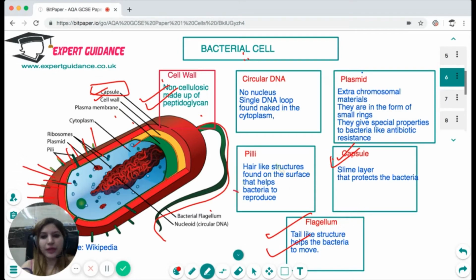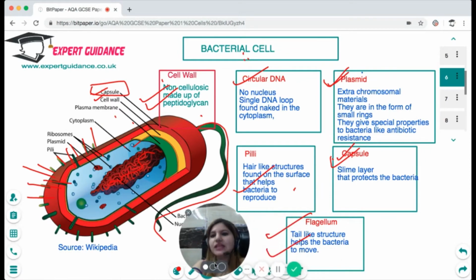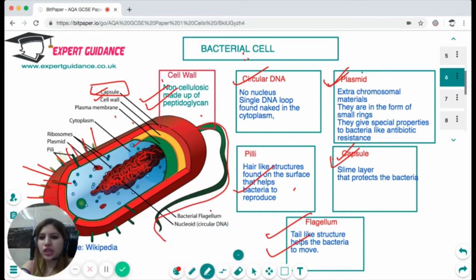reproduce. Okay. Then, since it has no nucleus, the DNA is circular and it is found naked in the cytoplasm, and it has some extra chromosomal material. You can see here they have plasmid. Now, plasmids are the extra chromosomal materials which are found in the bacteria. So you can see these extra stretches of DNA. These are plasmids, and they are in the form of small rings, and they give special properties to bacteria like antibiotic resistance. Okay, so I hope all these organelles, this labeling and their functions are clear to you.